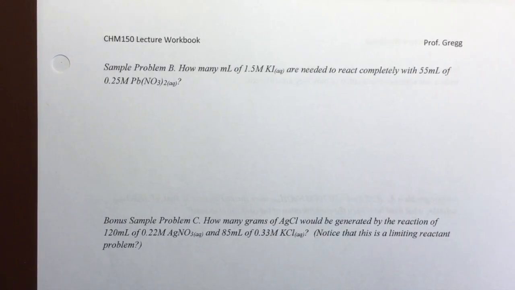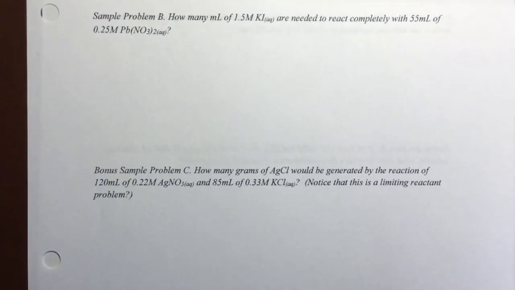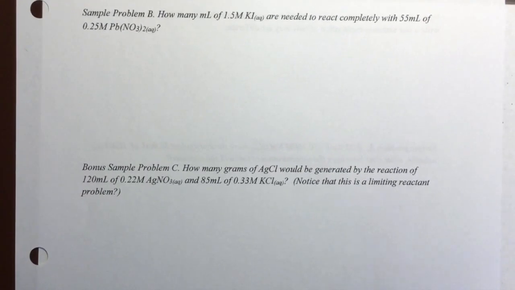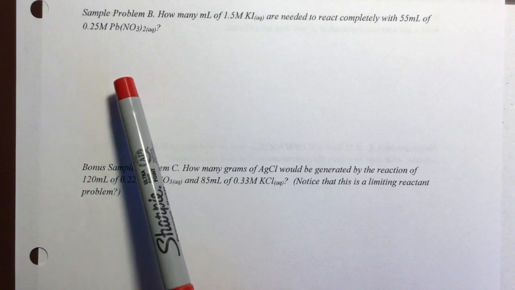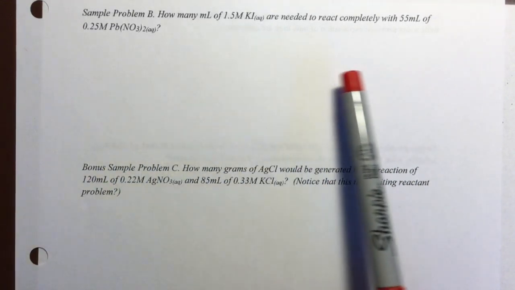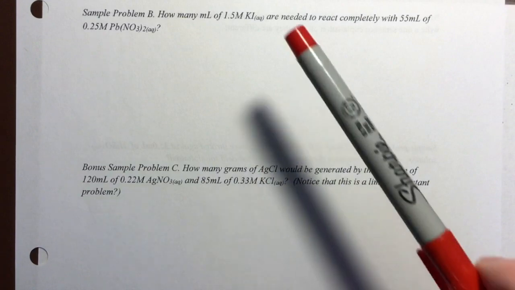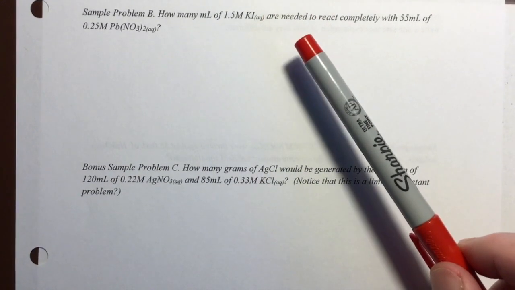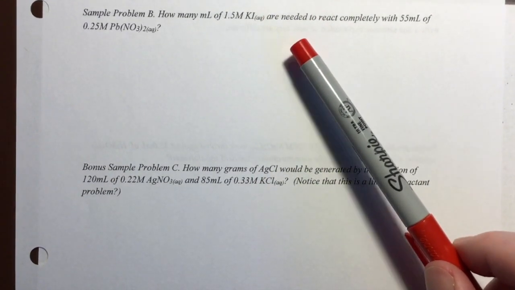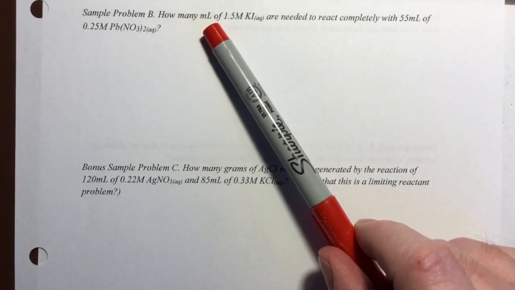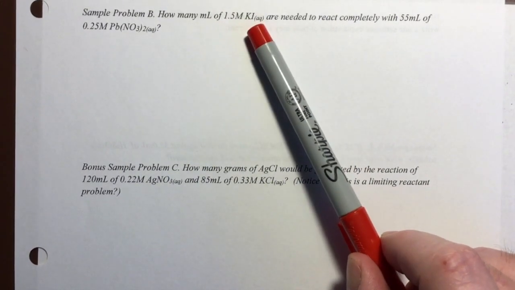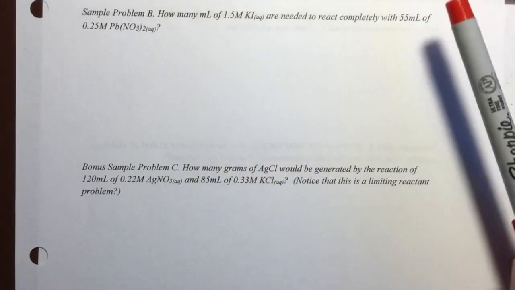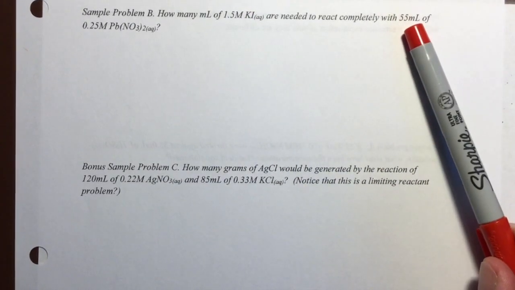Okay, I have two problems here that I would like for you to try. They are both solution stoichiometry problems. That is to say, we are running chemical reactions, and we're going to be using a dimensional analysis setup to solve the problem. Sample problem B is a fairly straightforward example of what we just did. We're looking for milliliters of that solution, and we're going to start out with milliliters of that solution.